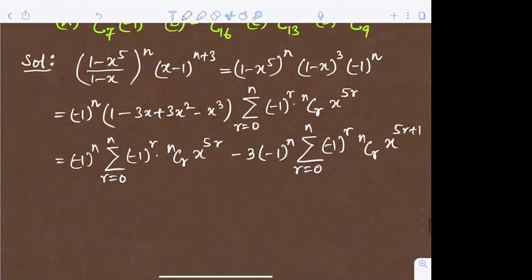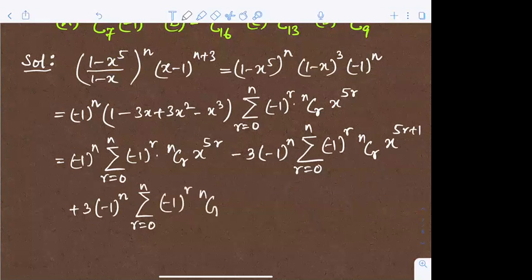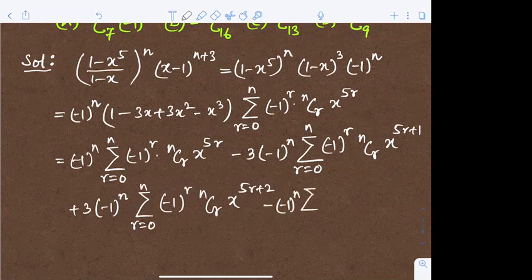And then after that I have plus 3 into minus 1 to the power n, and then we'll have summation r equal to 0 to n minus 1 to the power r nCr x to the power 5r plus 2. That is the next term, and the last term will be minus 1 to the power n summation r is equal to 0 to n minus 1 to the power r nCr x to the power 5r plus 3. These are the 4 terms after multiplication.